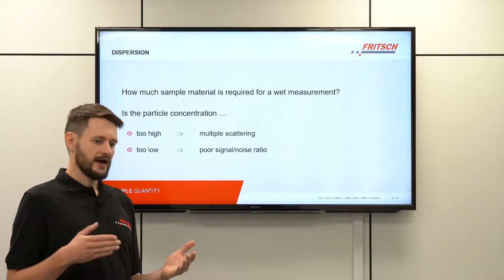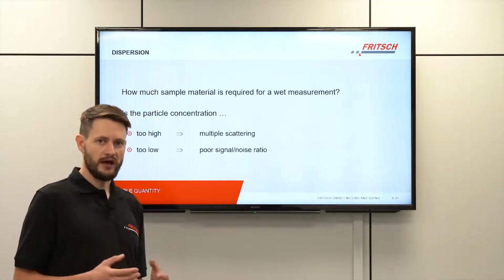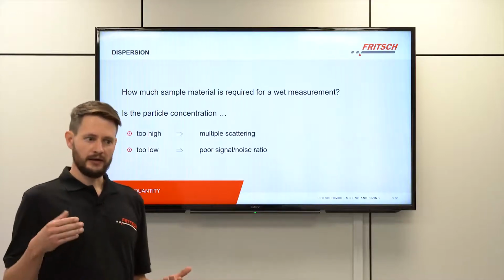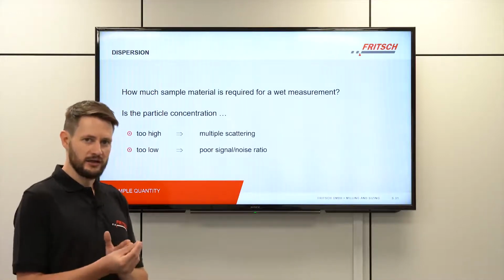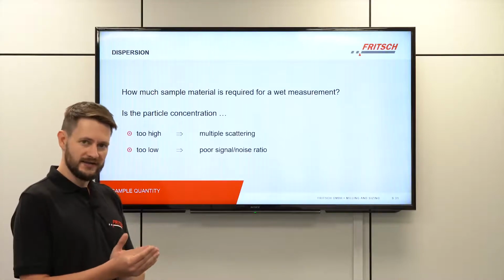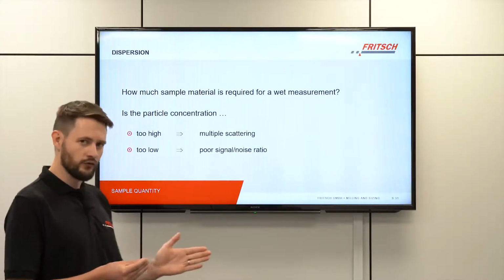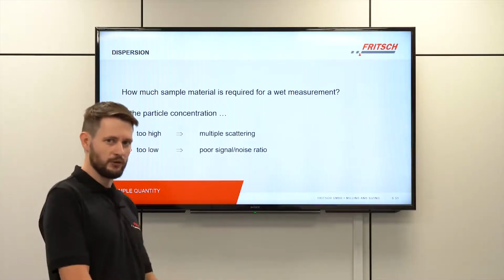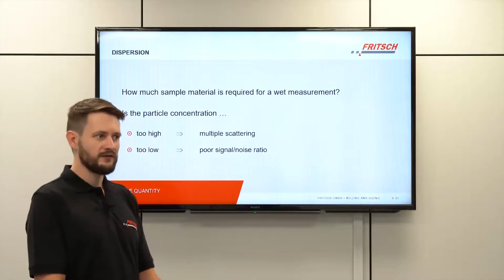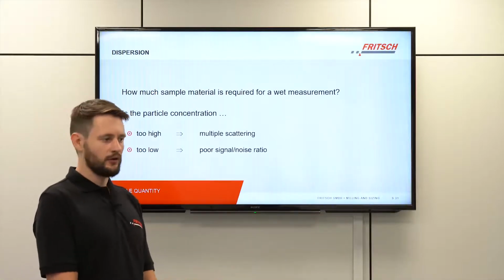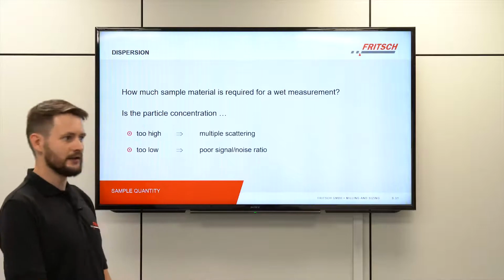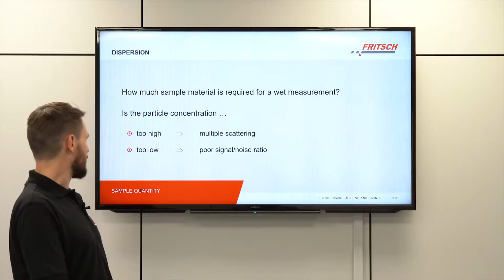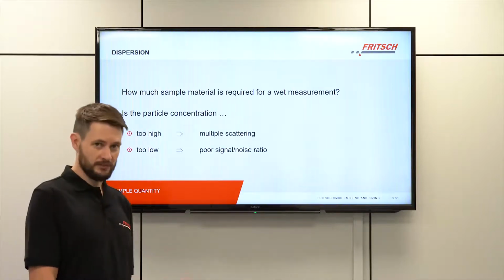So you can imagine that if we have a very high concentration, with a lot of particles within the dispersion, it can happen that a particle scatters the laser beam, and that scattered portion of light then moves on through our dispersion and gets scattered by another particle. That would be multiple scattering, which of course would give us a wrong result, or a wrong signal, on our detector elements. And so we have to take care not to enter too much sample into the dispersion.